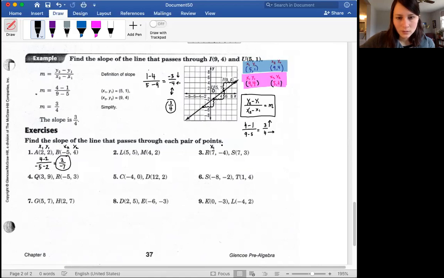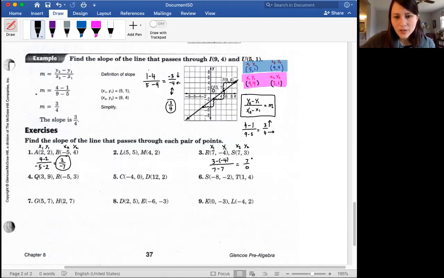x1, y1, x2, y2. Okay, so y2 minus y1, 3 minus negative 4. Don't forget the negative. Over 7 minus 7. Okay, when I look at this, 3 minus negative 4 is positive 7. 7 minus 7 is 0.